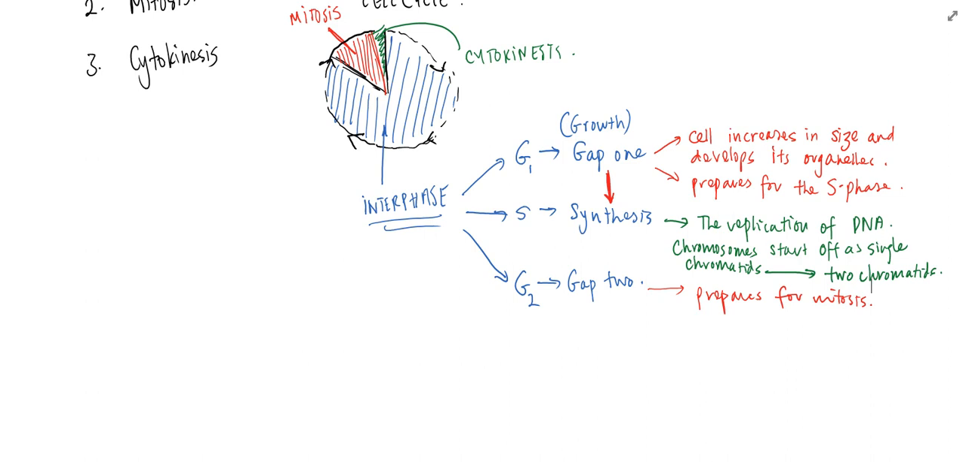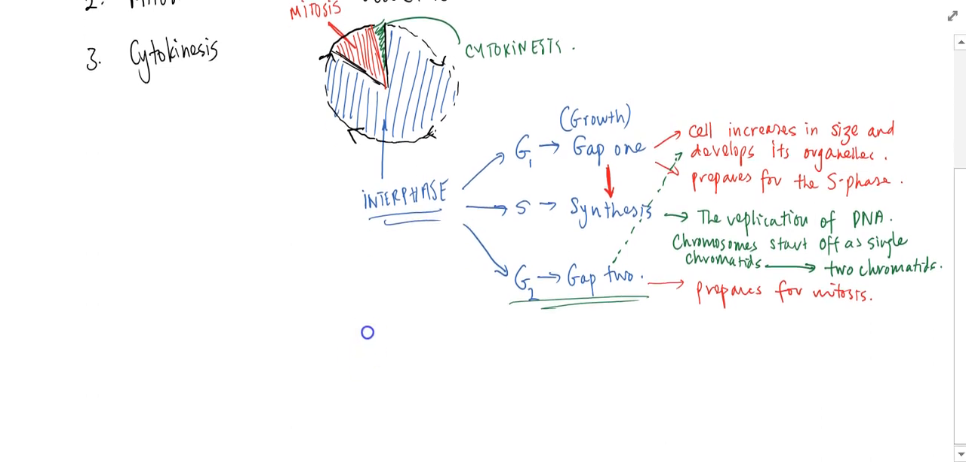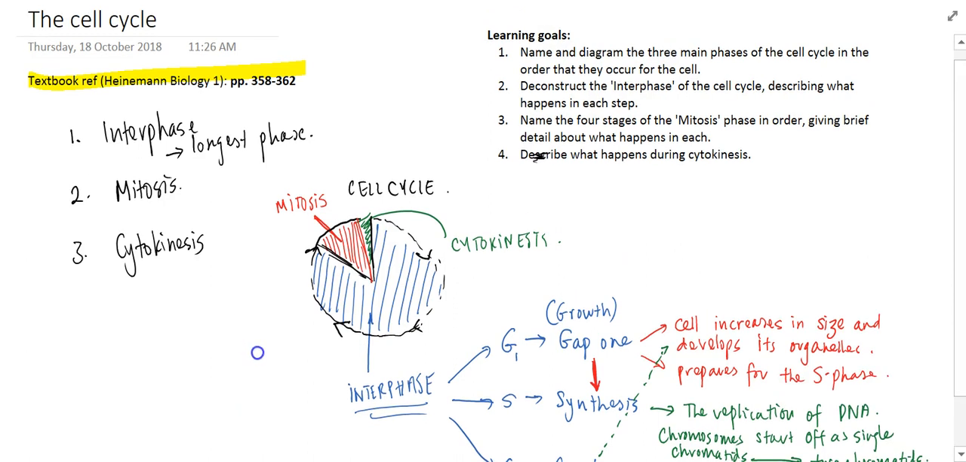So yes, gap 2, we have the usual stuff up here, that the cell increases in size and develops its organelles, but it also really prepares for mitosis. So make sure that we can establish these key features of these subphases. All right. So we've deconstructed interphase.